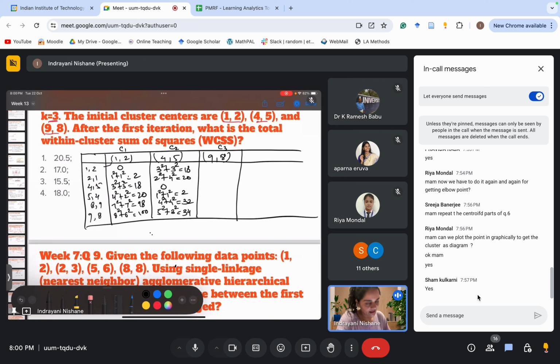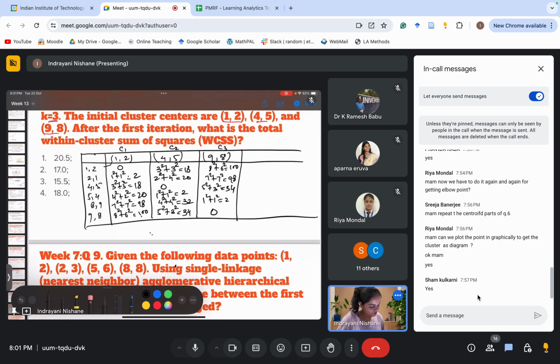Now 9 comma 8, and we will compute the difference between each point and this centroid. So this is 8 square plus 6 square, 100. Then 7 square plus 7 square, which is 98. 5 and 3. 5 square plus 3 square is 34. 1, 1, 2 and 0.